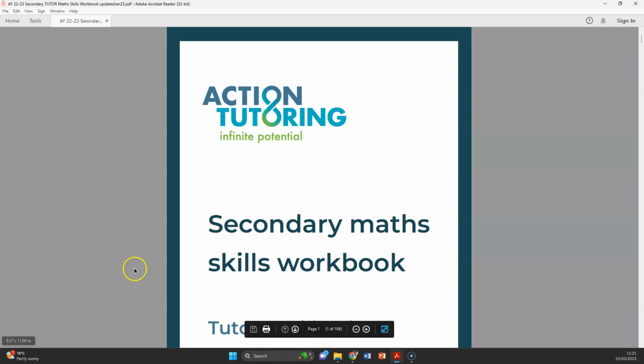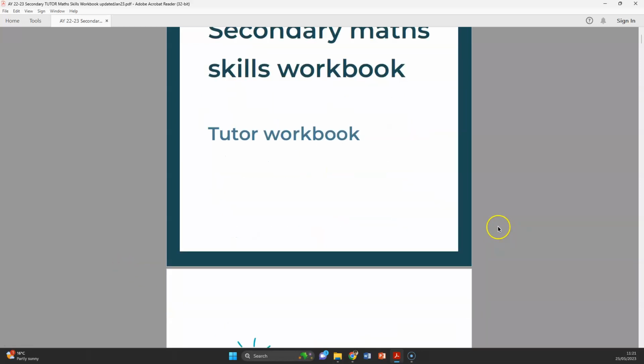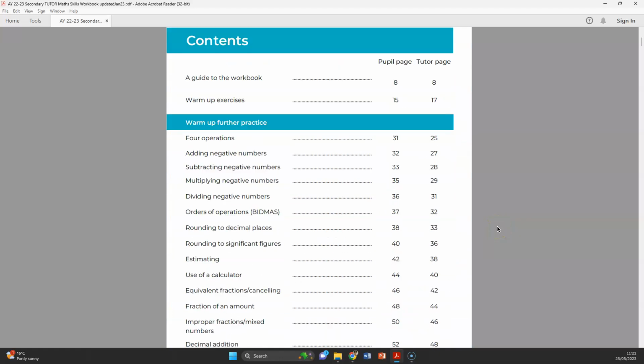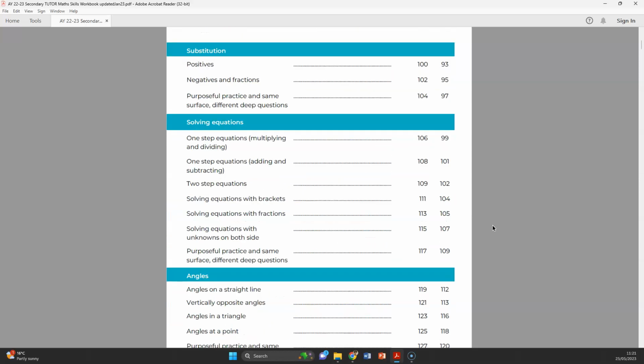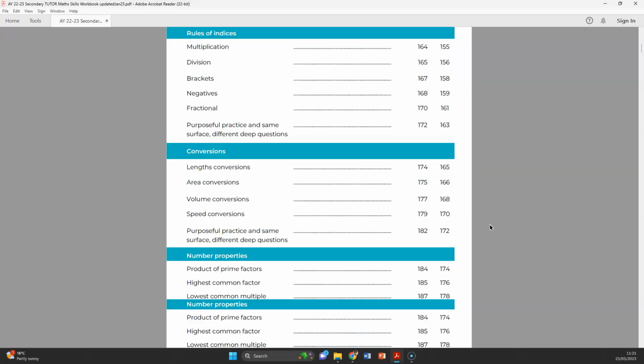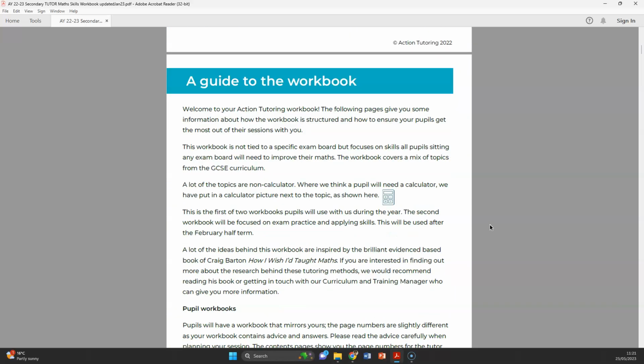So this is what the workbook looks like. After the contents pages, there is a guide for tutors. Please do read through this guide. There's lots of helpful information about how to use the workbook and how the content links to the GCSE exams.